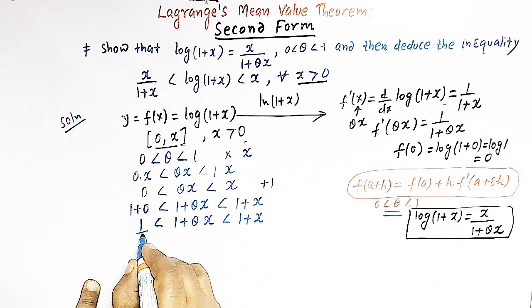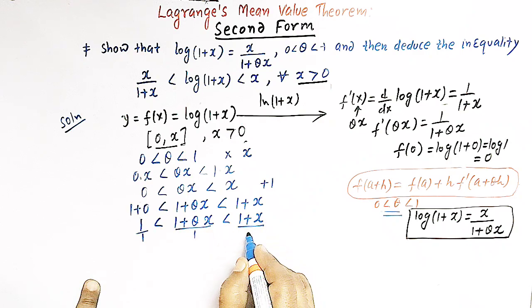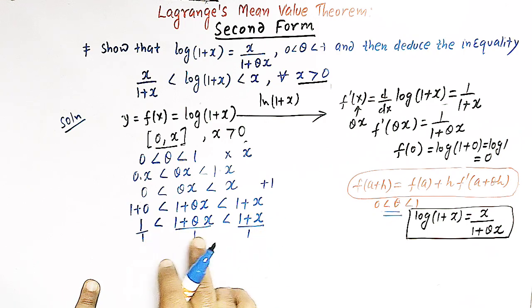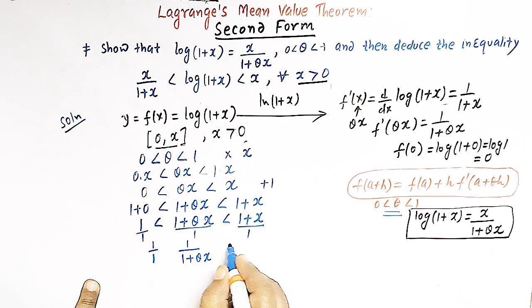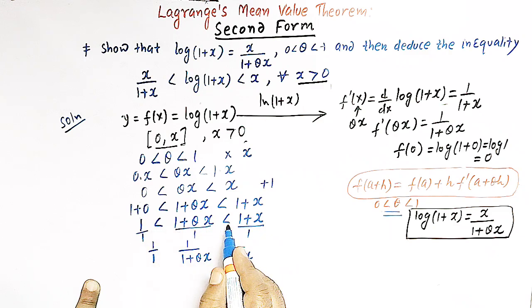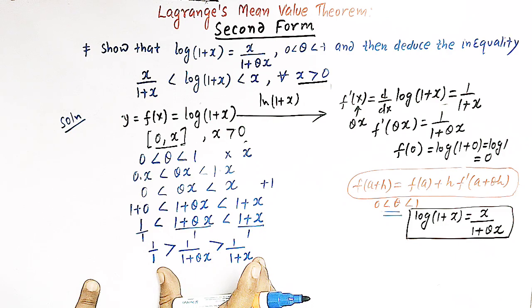Okay, now let us take the reciprocal of all these three numbers. So we have here 1 over 1, here we have 1 plus theta x over 1, and here we have 1 plus x over 1. So let us take the reciprocal of all these three quantities. So we have here 1 over 1, here we have 1 over 1 plus theta x, and here we have 1 over 1 plus x. And remember, whenever we take the reciprocal, the direction of the inequality gets reversed. So here the direction of the inequality is like this, right?